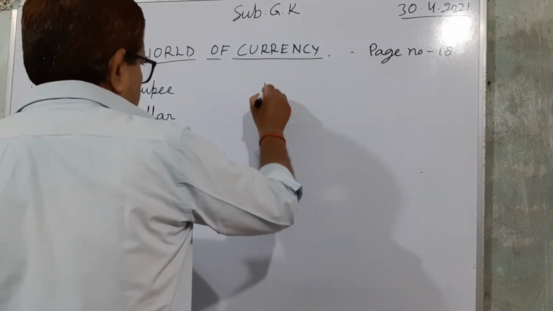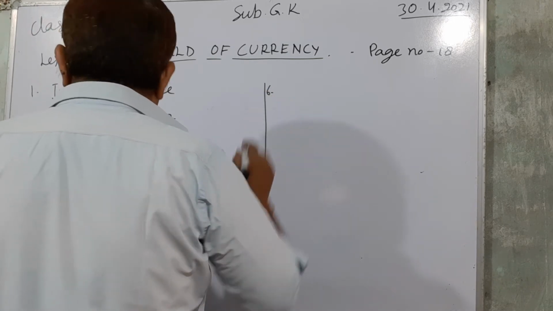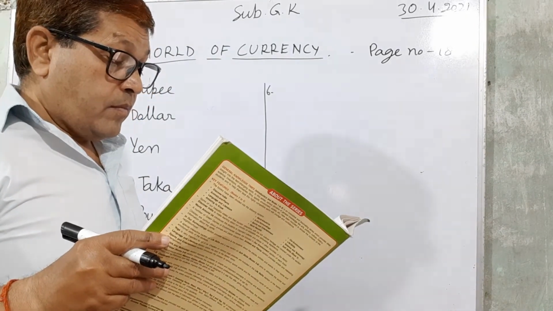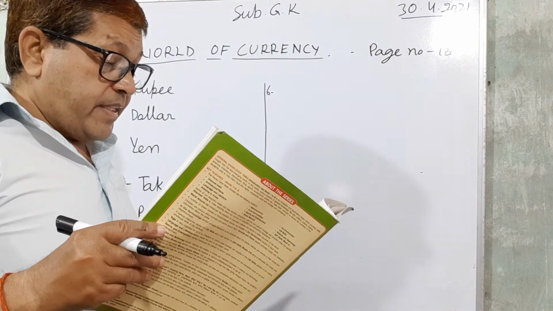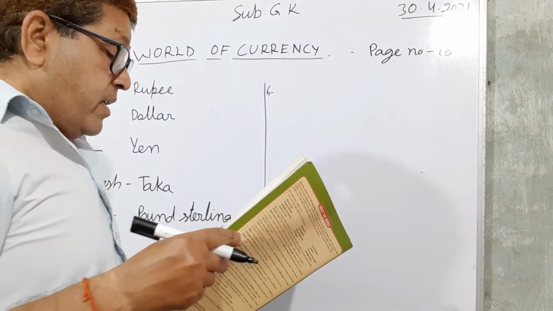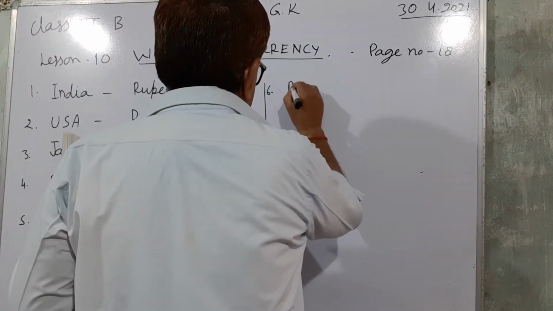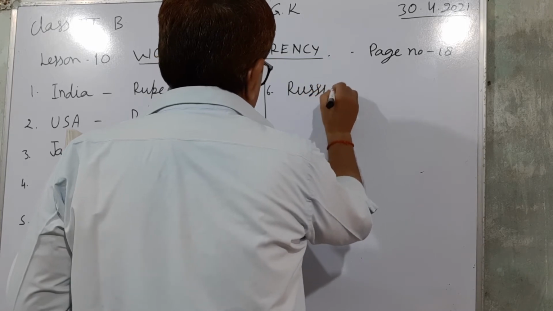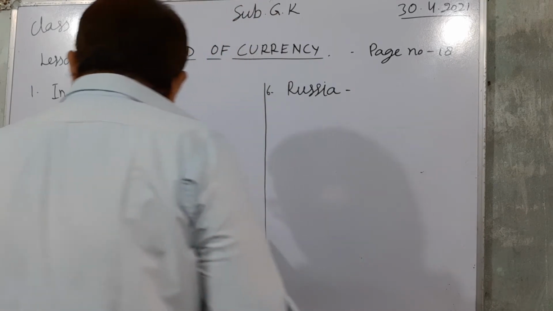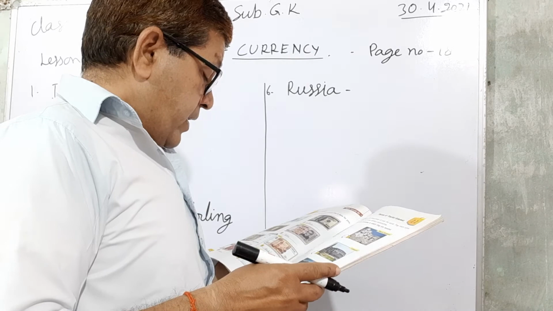Now we can write here number 6. Sixth country is Russia. Its currency is ruble.